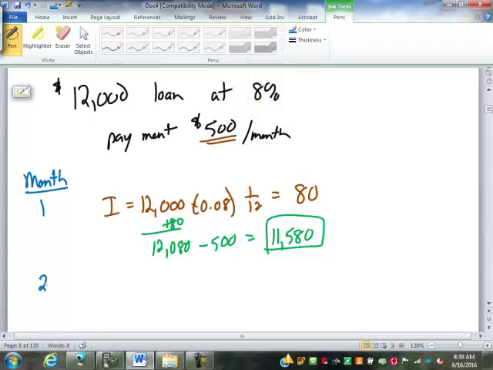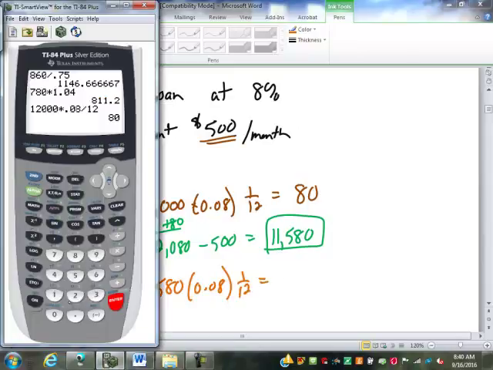Second month. Now this is assuming you make your payment on the exact day it's due. And I'm making a little bit of an assumption of 30-day months rather than 31-day, 28-day. I'm just saying all months are equal and it's 1/12 of a year. For the second month, your interest is going to be on the 11,580 times 0.08 times 1/12. Oh, that didn't work out.